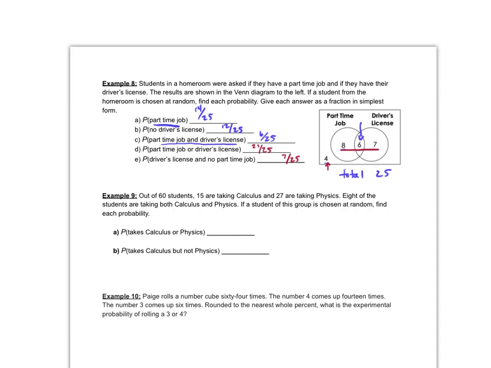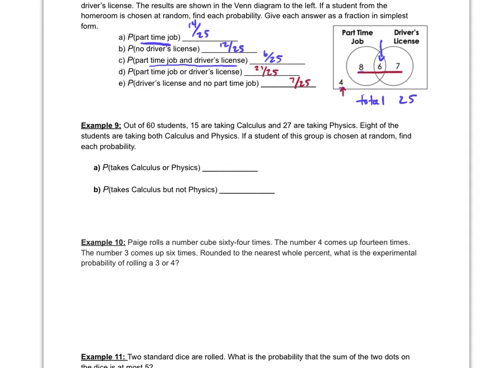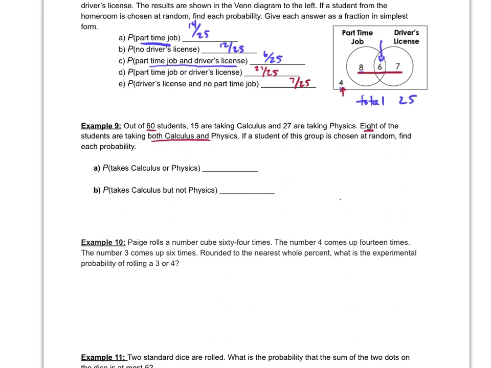Looking at number 9, out of 60 students, 15 are taking calculus, 27 are taking physics, 8 are taking both. Oh, good. Bless their heart.